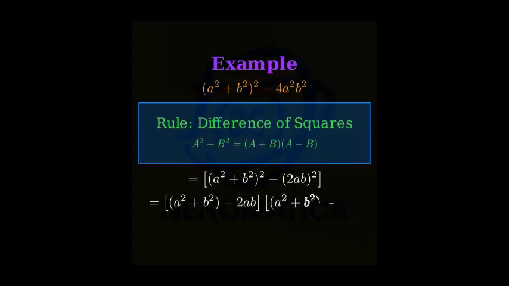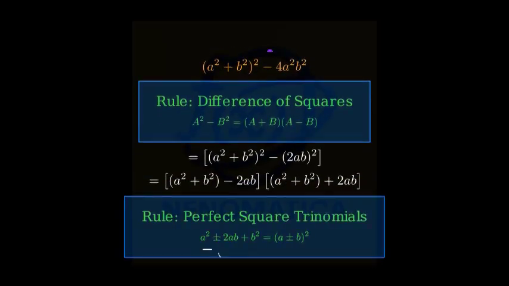Now, we can apply the difference of squares formula. A squared minus B squared equals (A plus B) times (A minus B). In our case, A is a squared plus b squared, and B is 2ab. Let's simplify what's inside each parenthesis.